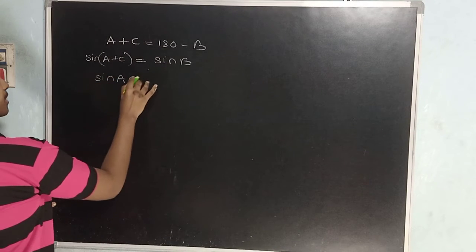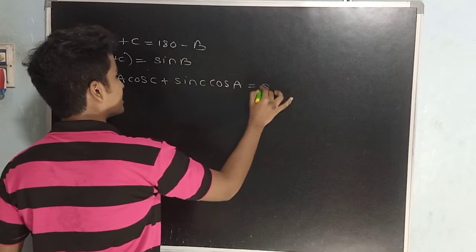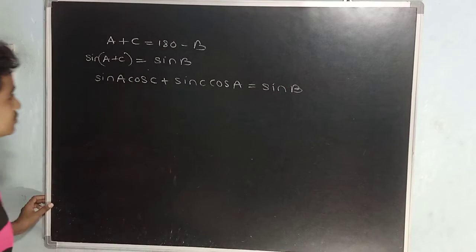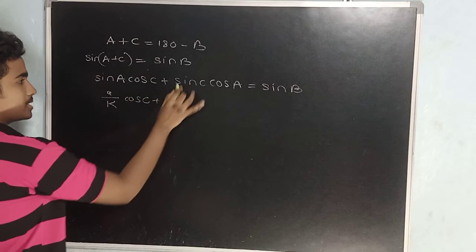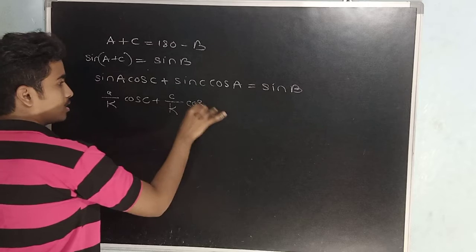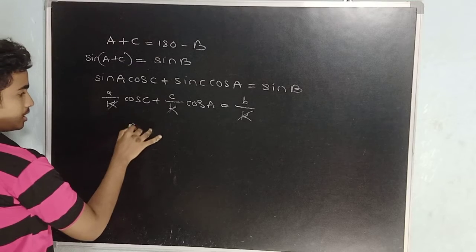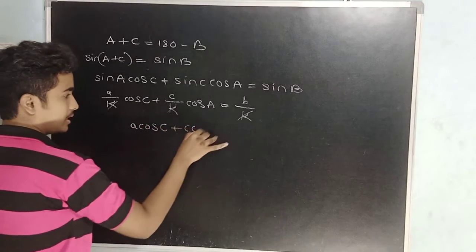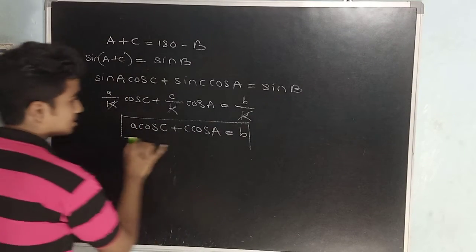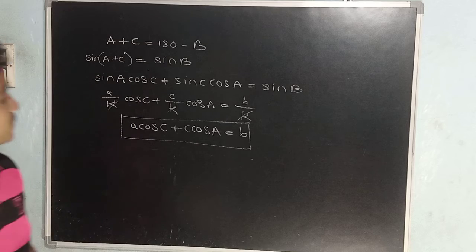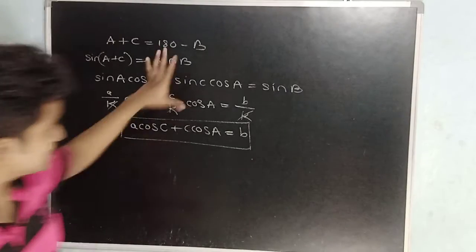Sin A cos C plus sin C cos A is nothing but sin B. Sin A is nothing but a by k, cos C, plus sin C is nothing but c by k, cos A, is nothing but b by k. The k gets cancelled. A cos C plus C cos A is nothing but B. This is how we can prove the three principles in the second method. This is the second method.